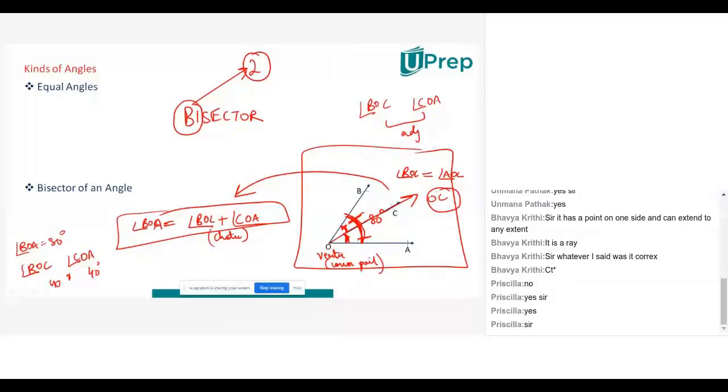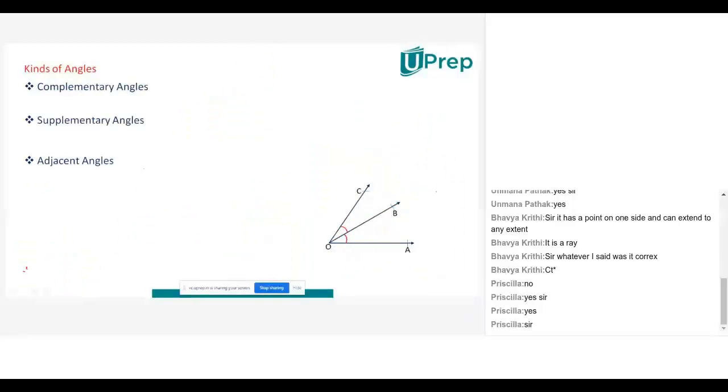What is adjacent in Hindi? Baju, baju. What is adjacent in Telugu? Pakkana, pakkana. Are we very clear? Yes, sir. Okay. Adjacent is done. What are supplementary? What are complementary?